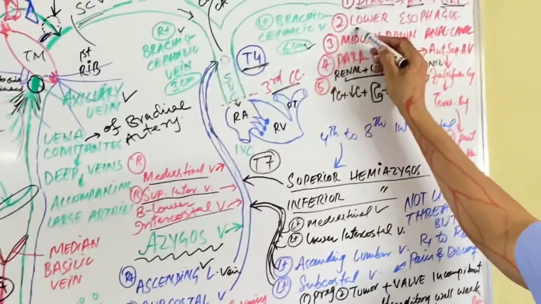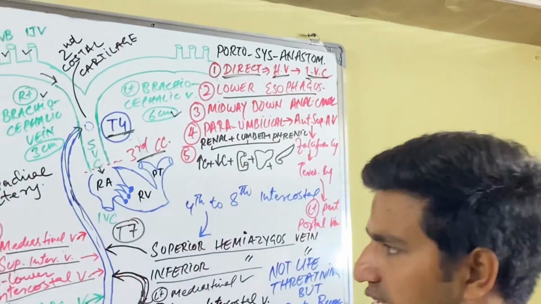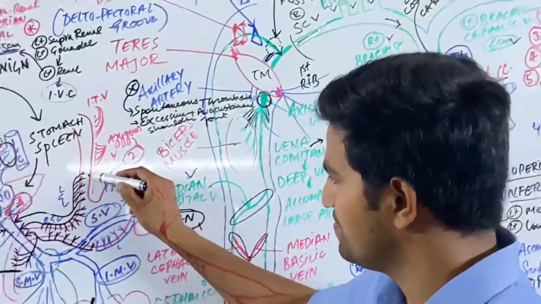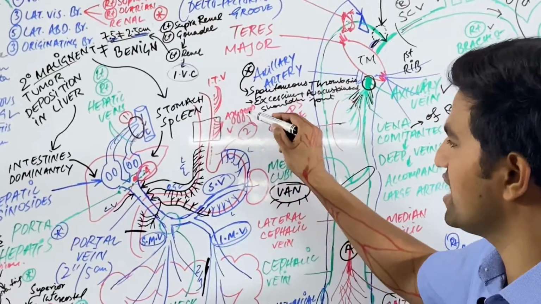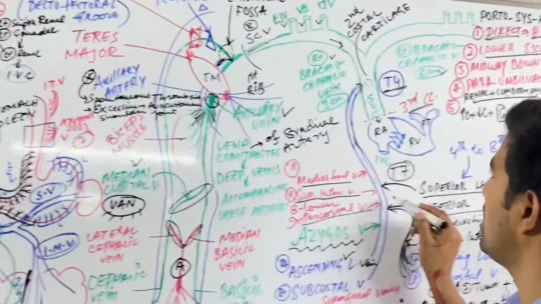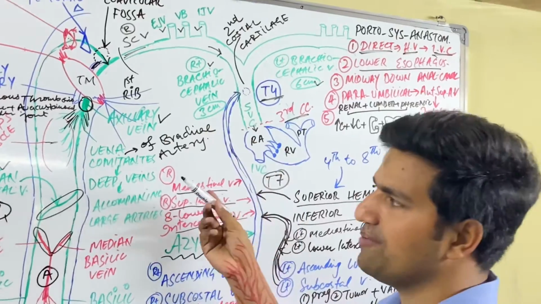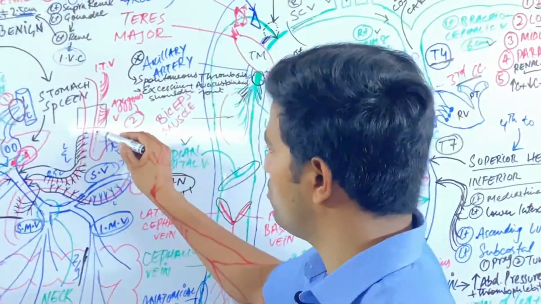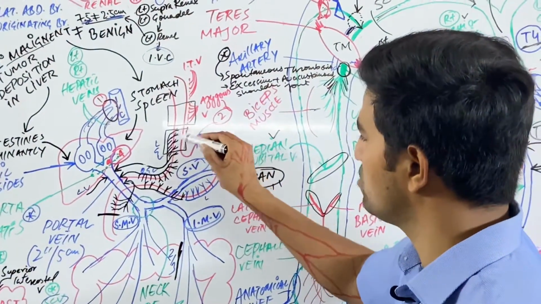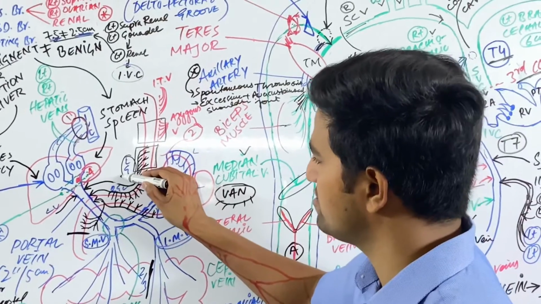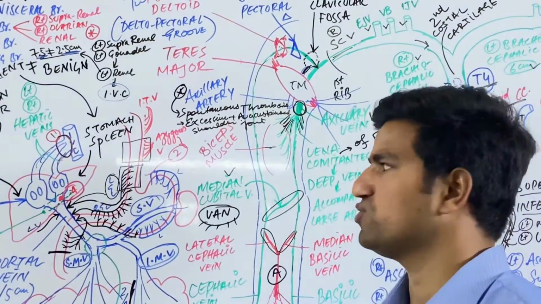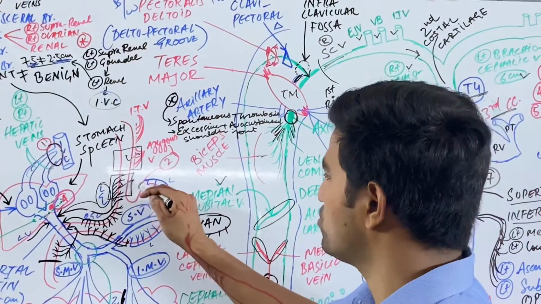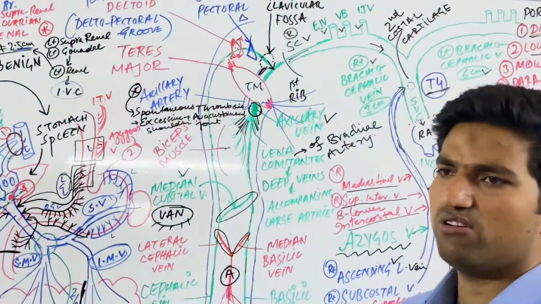Then the second one is the lower esophagus. You can see the middle third of the esophagus is drained by the azygous vein, that will eventually drain into the superior vena cava, systemic circulation. And the lower third part of the esophagus drains into the left gastric vein, draining directly into the portal vein, portal system. So the second anastomosis between systemic and portal is at the level of the lower esophagus.